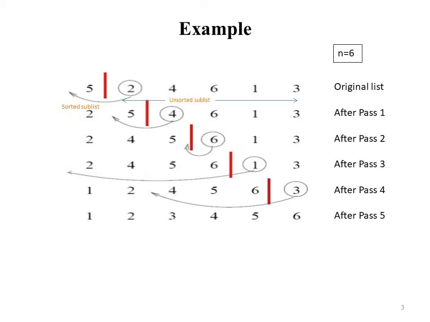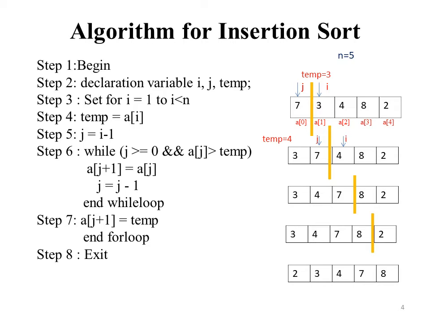Example for insertion sort. Algorithm for insertion sort. First step is begin. Second step is declaration of variables i, j and temp. So we declare 3 variables here. Third step is for i equal to 1 to n minus 1, which means a for loop is used. That is for i equal to 1, i less than n and i plus plus. So here i points to the first location.